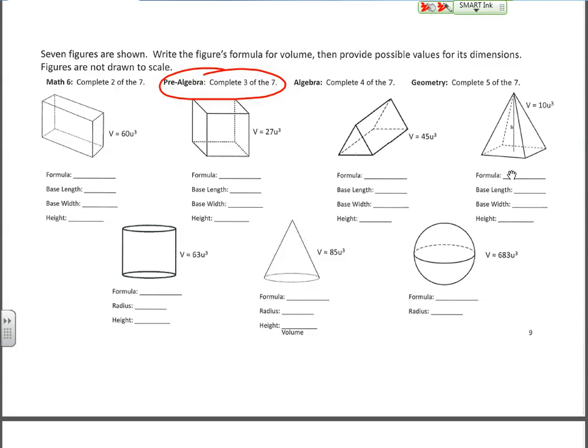So if the volume of this rectangular prism is 60, the formula is base times width times height. I'm essentially looking for 3 values that multiply to make 60, okay, as possible length, width, and height values. And in pre-algebra, you need to do 3 of these 7 shapes.